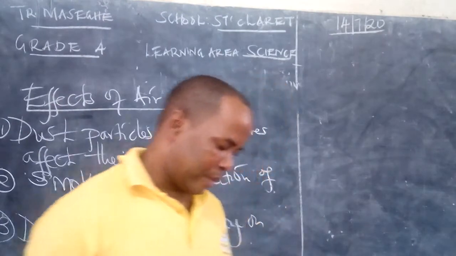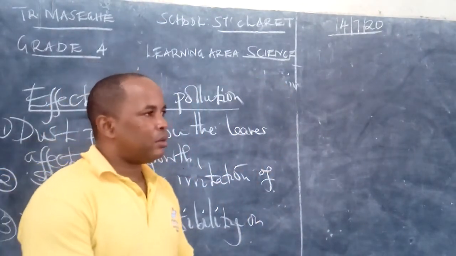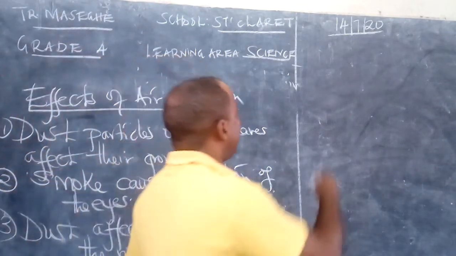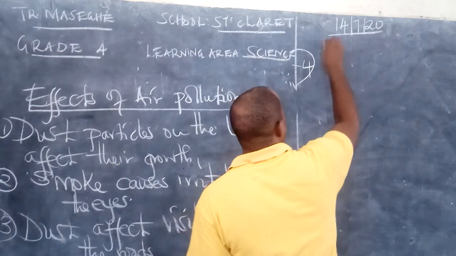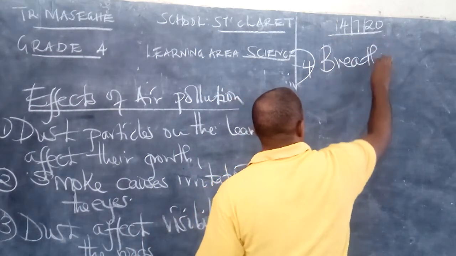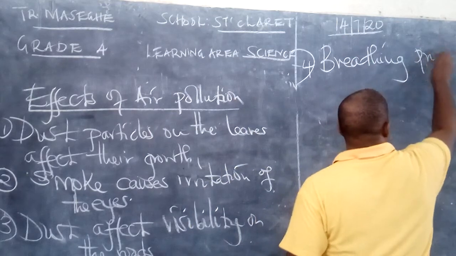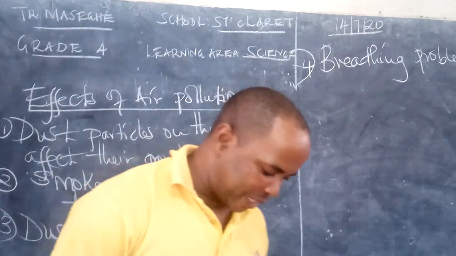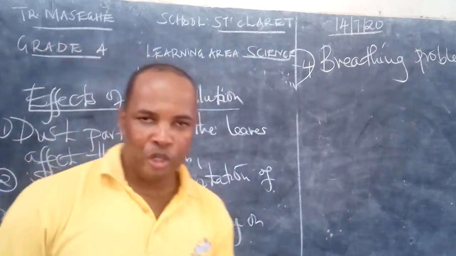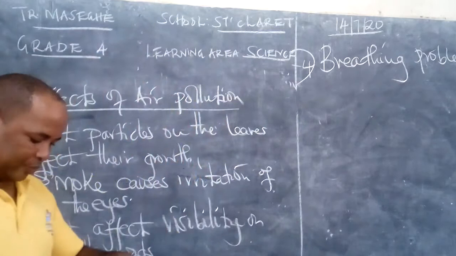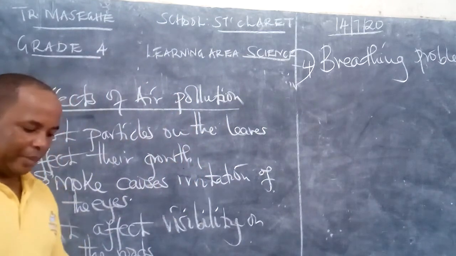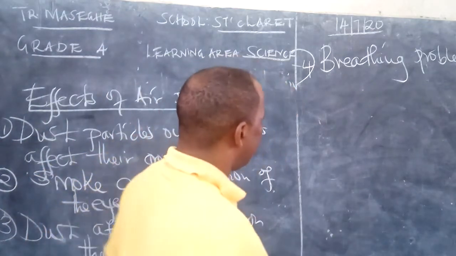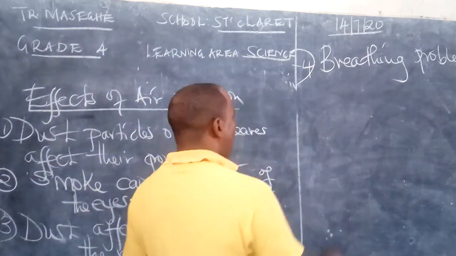Another thing, we have talked about dust, smoke, and also bad smell. They cause breathing problems. It brings about number four, breathing problems. So these are some of the bad effects of air pollution. And therefore, it is good we take care of the environment so that we can breathe in clean air. Now, ways of reducing.